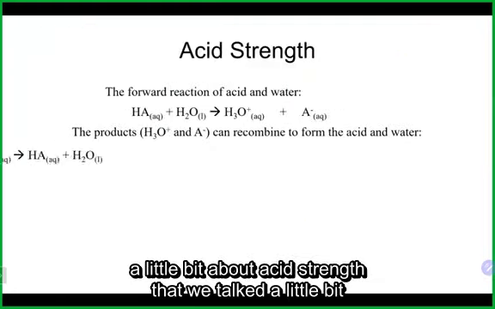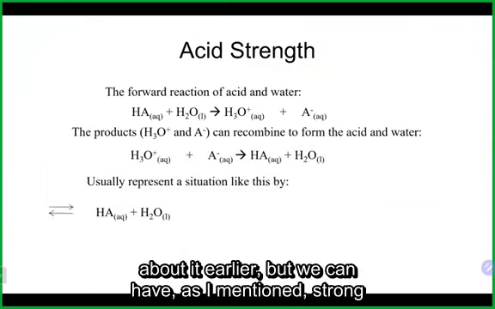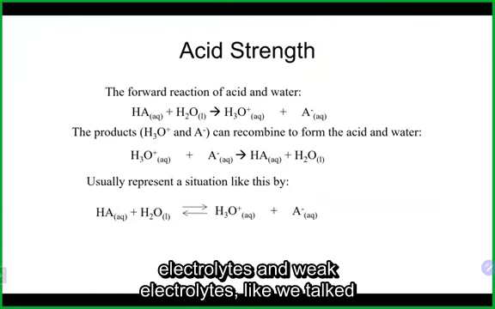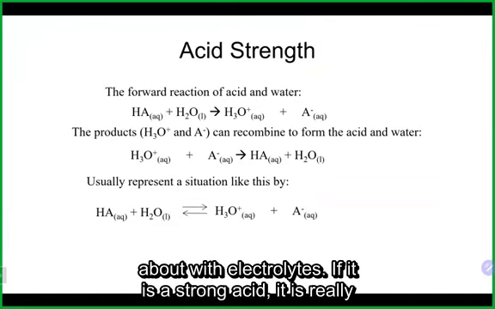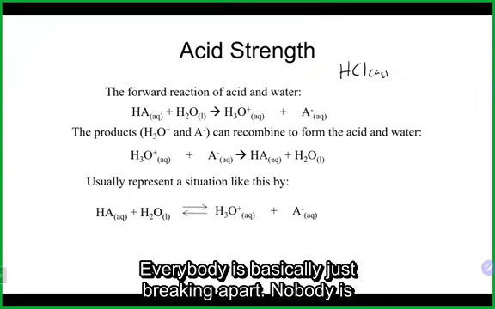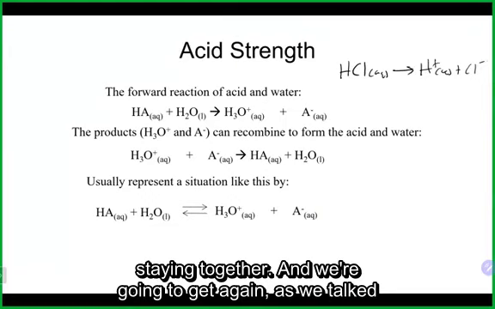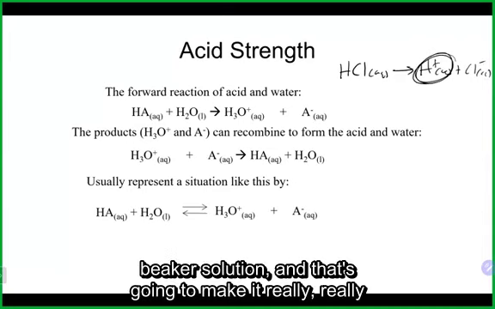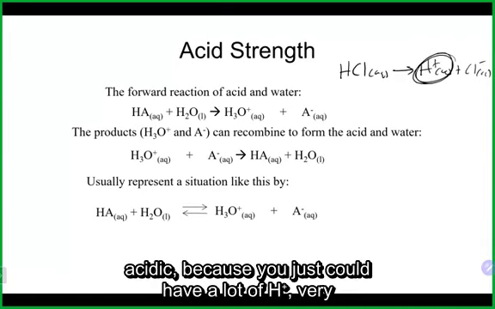So let's talk a little bit about acid strength. We talked a little bit about it earlier, but we can have, as I mentioned, strong acids and also weak acids. And they really are strong electrolytes and weak electrolytes, like we talked about with electrolytes. If it is a strong acid, it is really going to be a one-way street, like our hydrochloric acid. Everybody is basically just breaking apart. Nobody's staying together. And we're going to get, again, as we talked about earlier, that really influx of H plus into that beaker or solution.